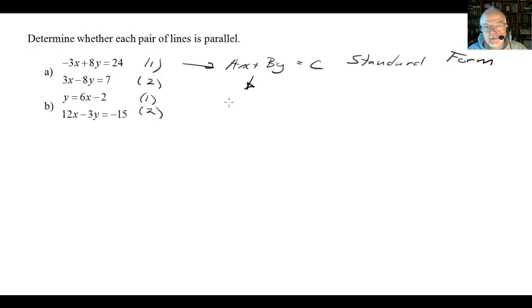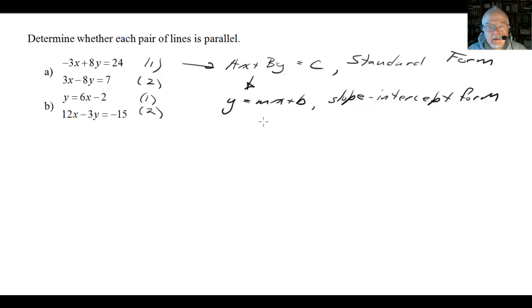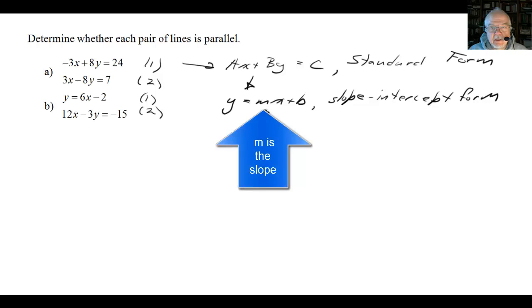So what we need to do is translate that into this form, y equals mx plus b, which is the slope-intercept form. All right, and that will give us the slope. Once we get the slopes, we compare them. If they're the same, then the lines are parallel. So let's do A.